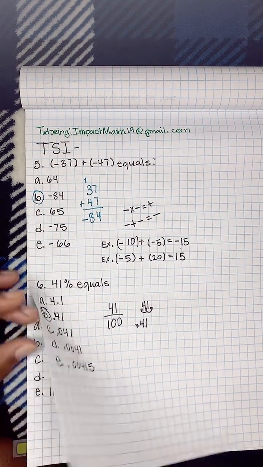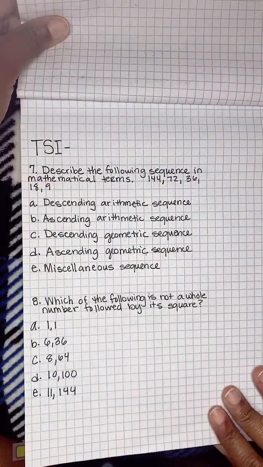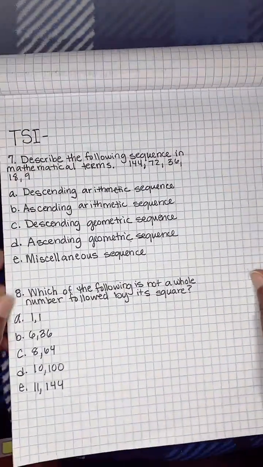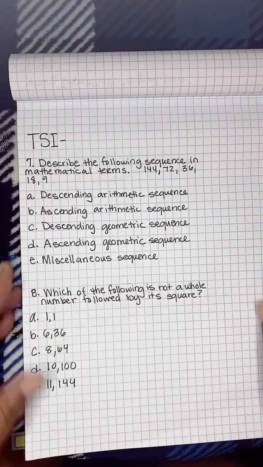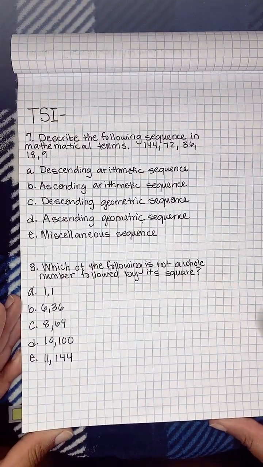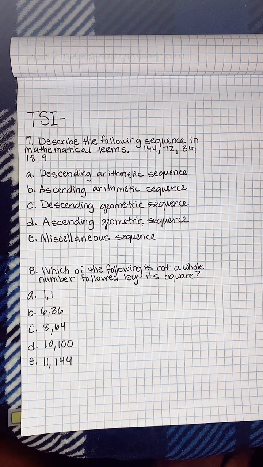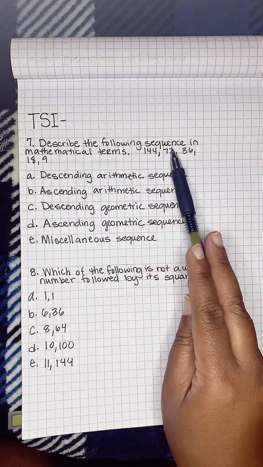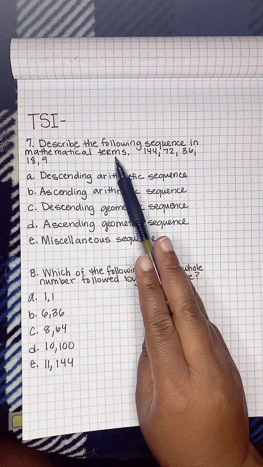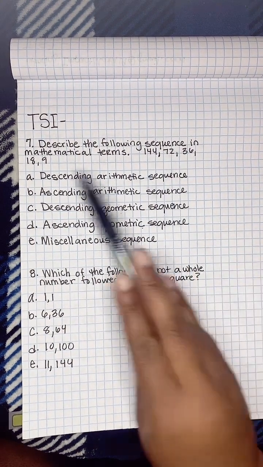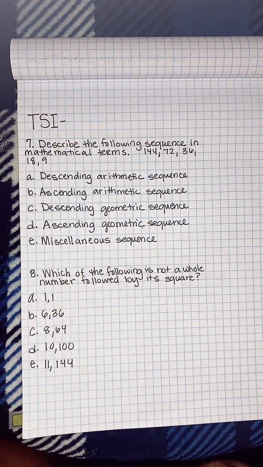Good, Mac. I see you. Okay. And of course, we got to do some patterns, right? They always give you patterns on these tests. So number 7 says, describe the following sequence in mathematical terms. We have 144, 72, 36, 18, and 9.